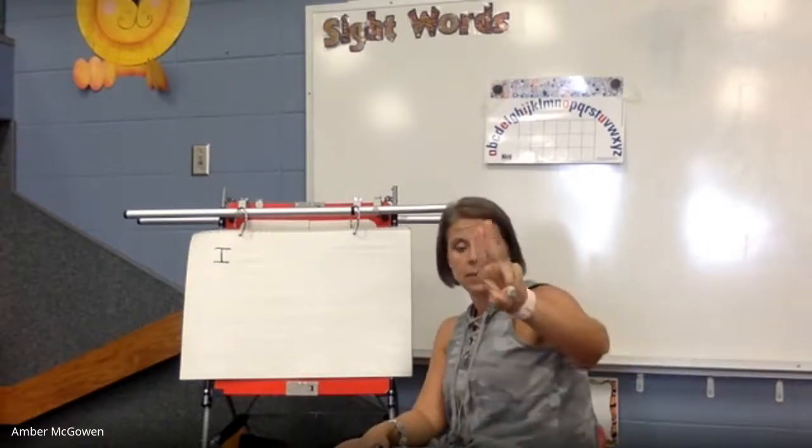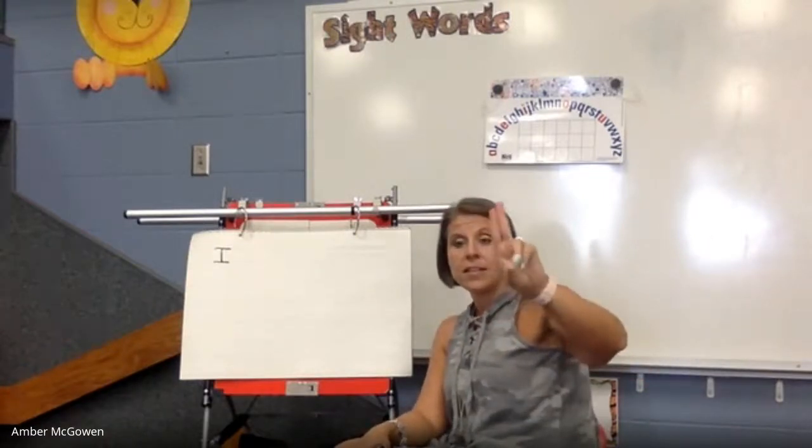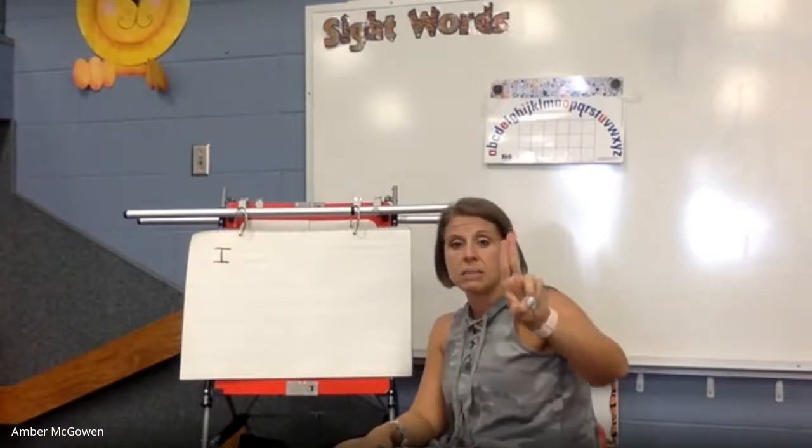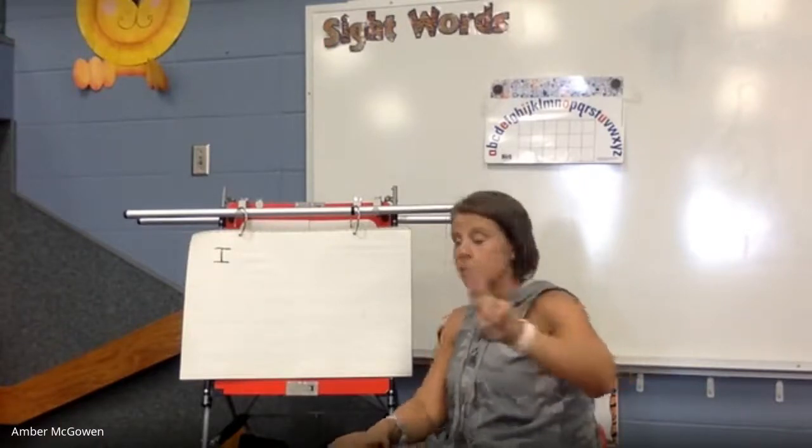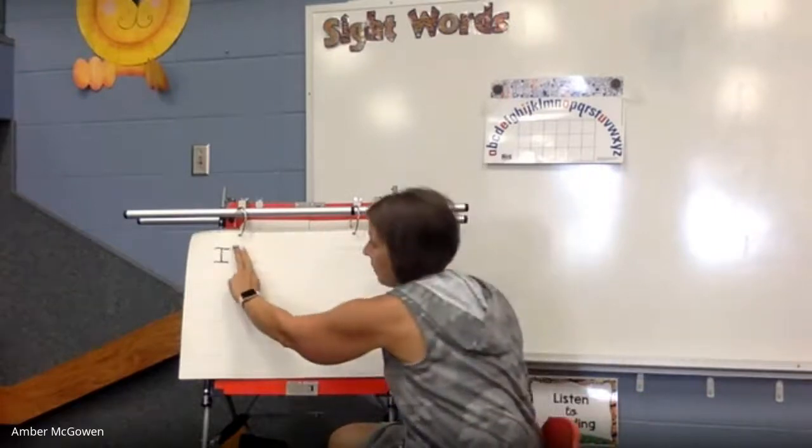Show me two fingers together. This is what we call a space. We're going to leave a space between our words. So what I do is I put my two fingers there.